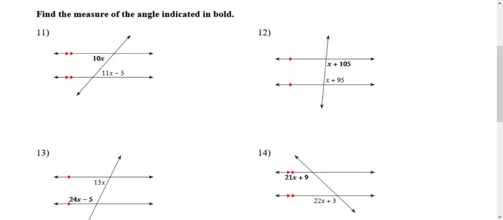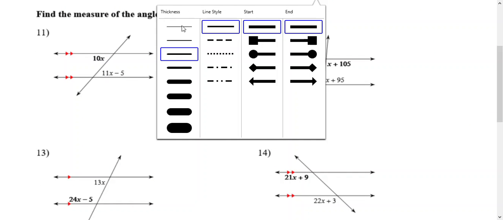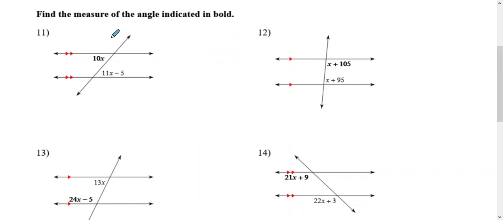Same idea. We're looking to find the value of the angles. And this time we have some expressions in it, so we're going to have to set up some equations and solve for them. We have alternate interior angles here. We know that they equal each other, so we would write an equation. It would be 10x equals 11x minus 5, and then we would solve it. If we subtract 11x from both sides, we get negative x equals negative 5. Divide both sides by negative 1, we get x equals 5.